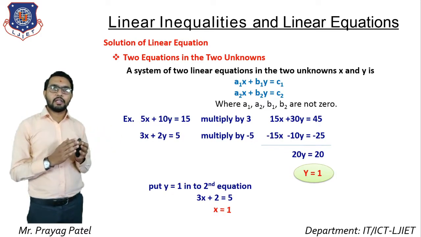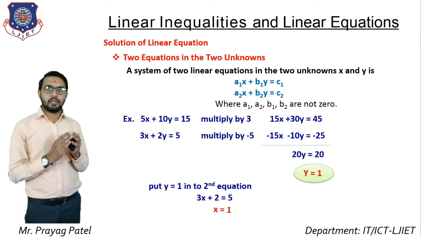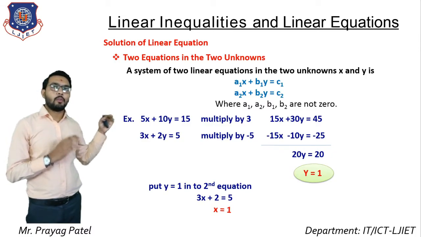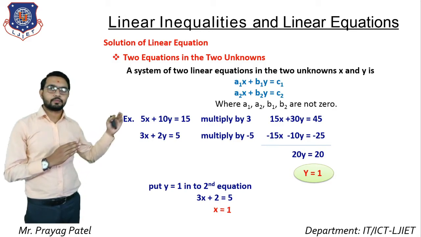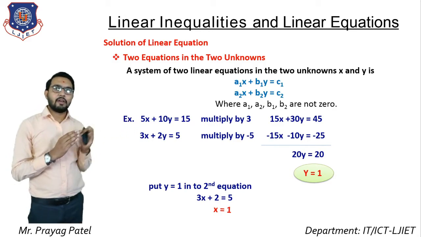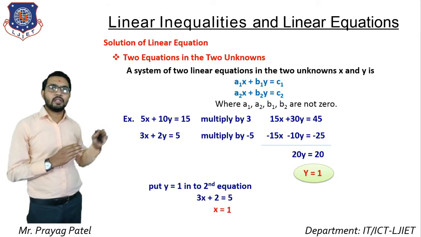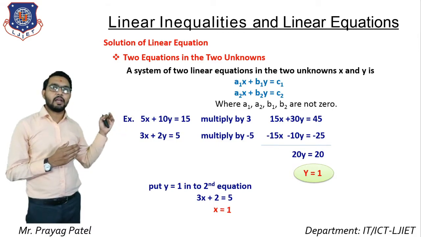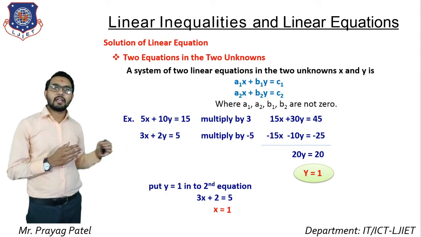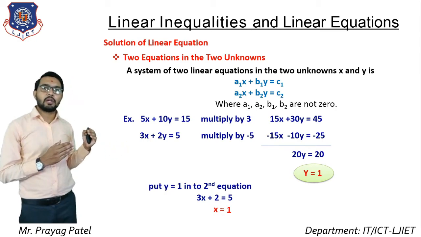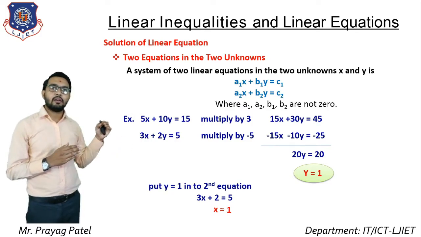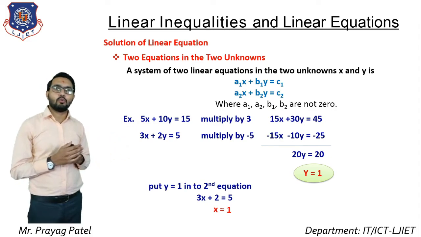Now for solving these equations, consider the first equation and multiply it by some value, so that we get a common factor between the two. First multiply the first equation by 3; the resultant is 15x + 30y = 45. In the second case, multiply the second equation by minus 5, then we get minus 15x minus 10y = minus 25. Now consider the addition of these two results.